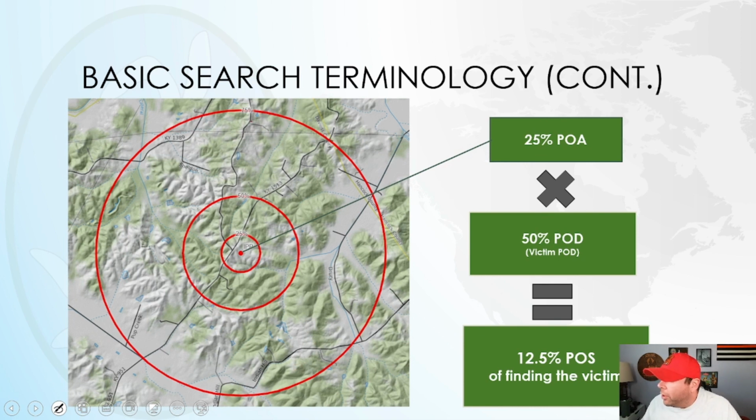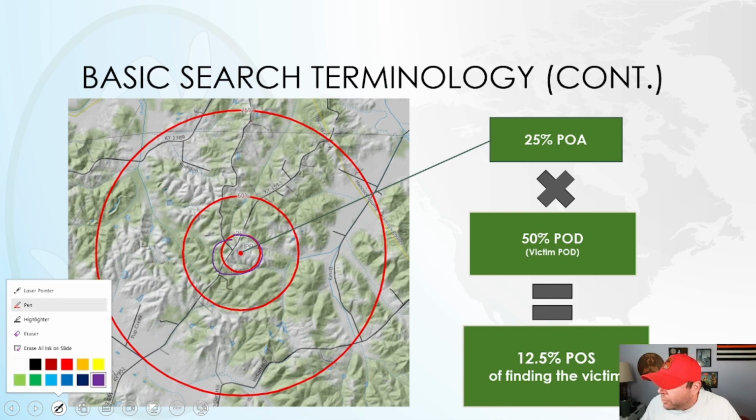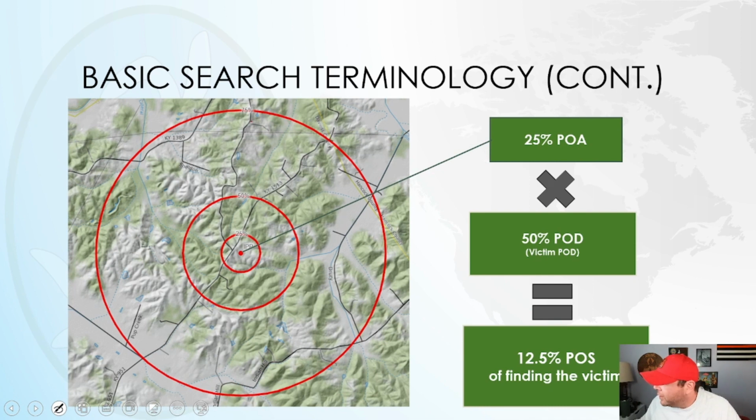Anyway, if you go by this map, inside of this circle there's a 25% chance that our victim is inside the circle, if you're just going off of the theory, off of lost person behavior data, which is what we're going off of here. If you have a really good team and you give them enough time to search, they can produce a 50% probability of detection for a victim. We'll talk about the difference between probability of detection for a victim versus for a clue in a little bit.